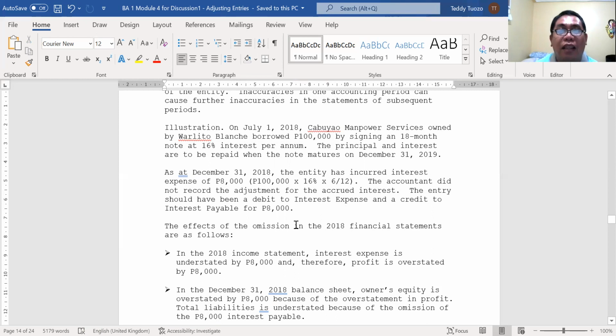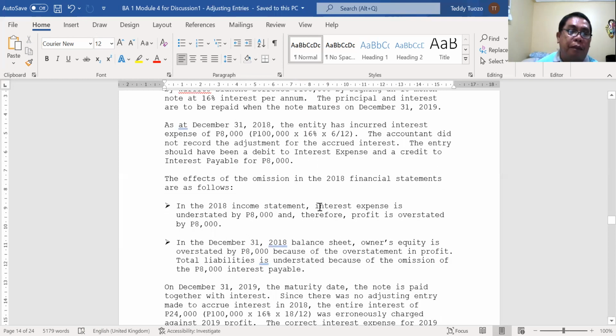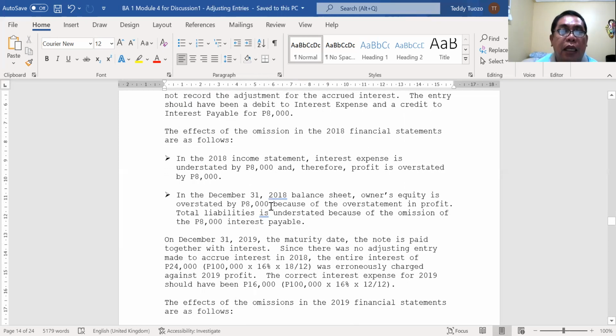Then the accountant did not record the adjustment for the accrued interest. The entity should have made a debit to interest expense and a credit to interest payable for 8,000. The effects of the omission in the 2018 financial statements: in the 2018 income statement, interest expense is understated by 8,000. Remember, when we say omission or omitted, it was not recognized, or unrecorded. And therefore, profit is overstated.